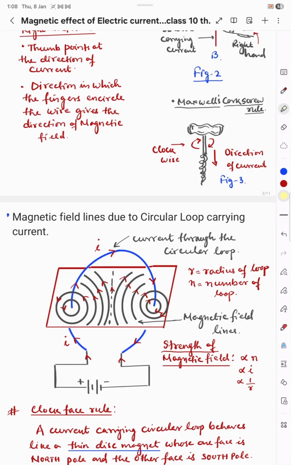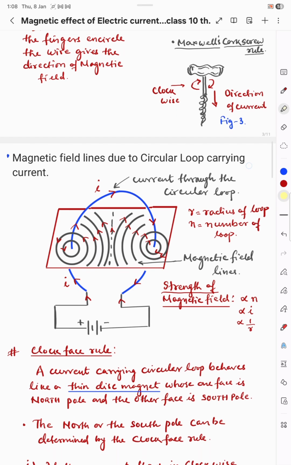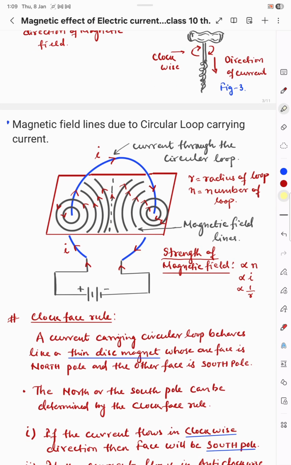So basically, this diagram tells us that when current flows through a circular loop, we get a different kind of arrangement of the magnetic field lines. Now the strength of the magnetic field generated depends upon the number of loops we have. This diagram shows a single loop. As we go on increasing the loops, the strength of the magnetic field will go on increasing.